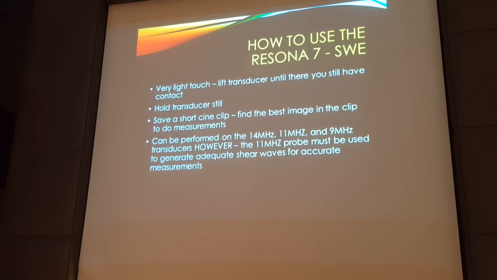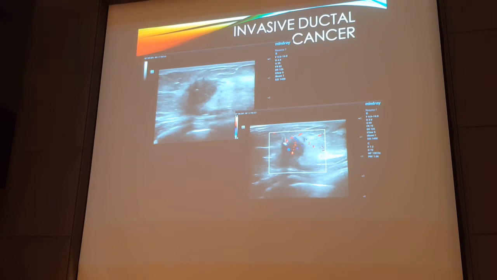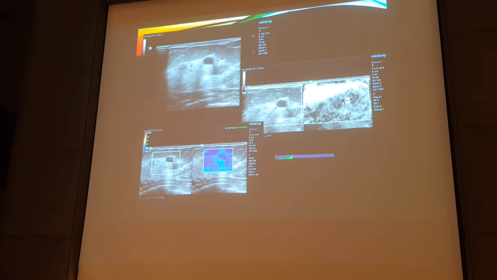For the shear wave, again, the technique is very similar. Light touch, hold the transducer still and do a cine clip. However, again, the lower the frequency of the transducer, the stronger the push pulse. So we recommend you use the 9 megahertz probe if you're doing shear wave of the breast. Because with the 11 and the 14, the push pulses are not strong enough and you may not get good measurements.